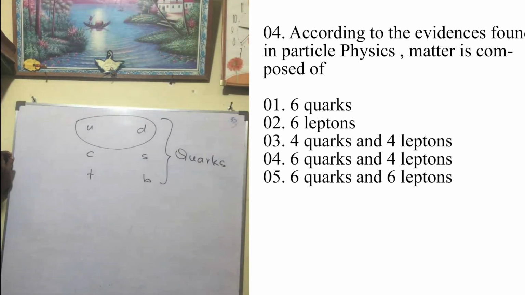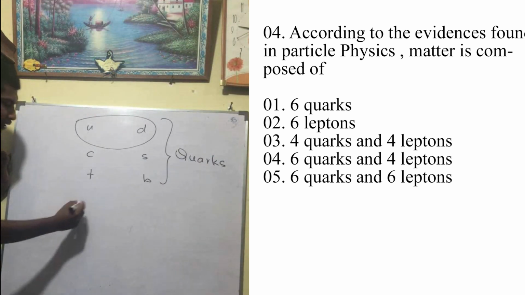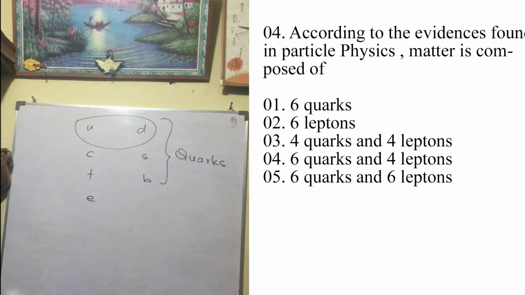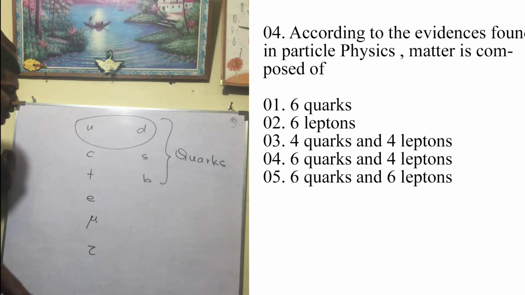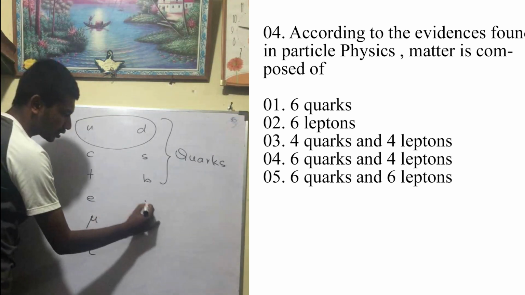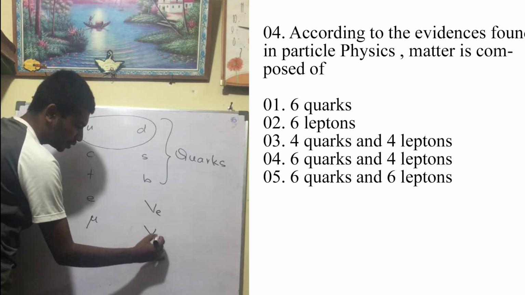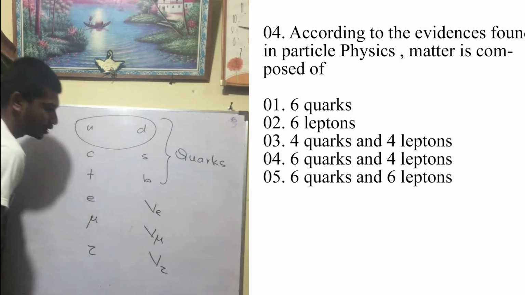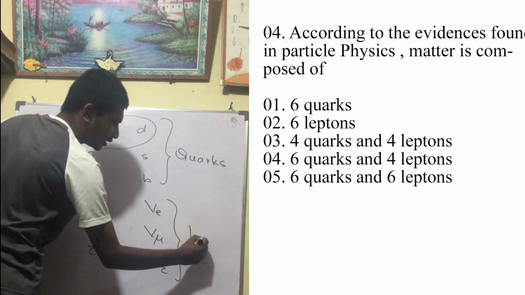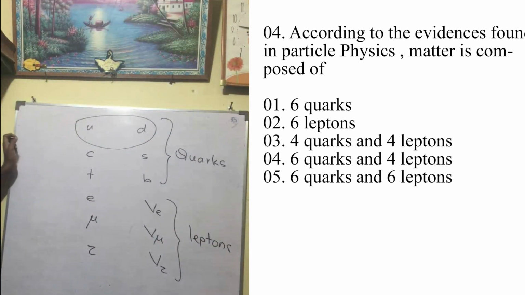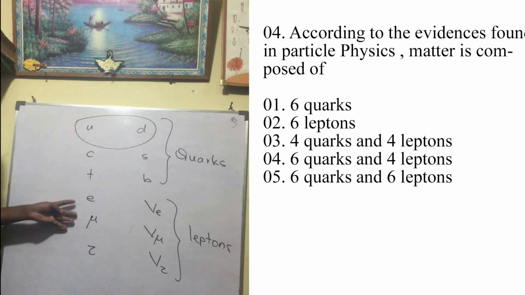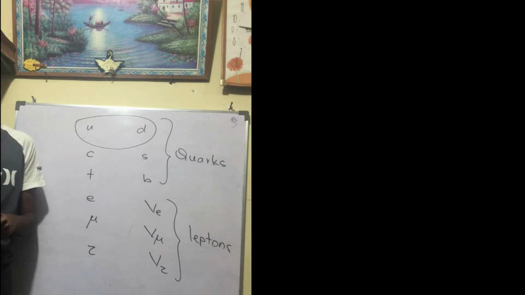And then the leptons are normally electrons, but in addition to electrons we have 2 more. One is muon and the other one is tau, right? In addition we have their neutrino versions, so they are called V e, V mu and V tau, right? So these are the 6 leptons available in fundamental physics, right? So there are totally 6 quarks and 6 leptons, so the answer is fifth.